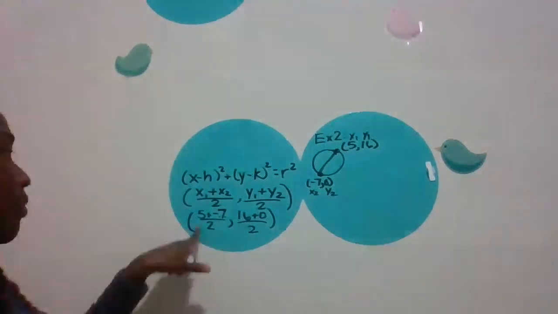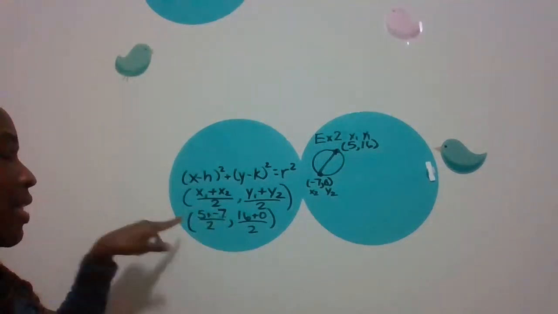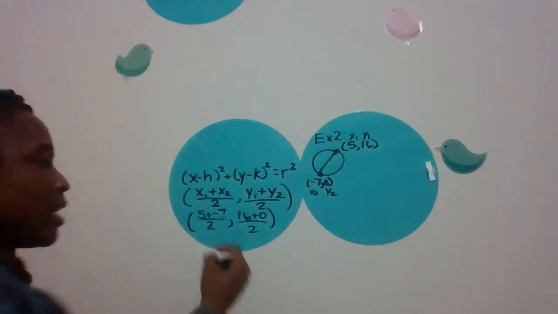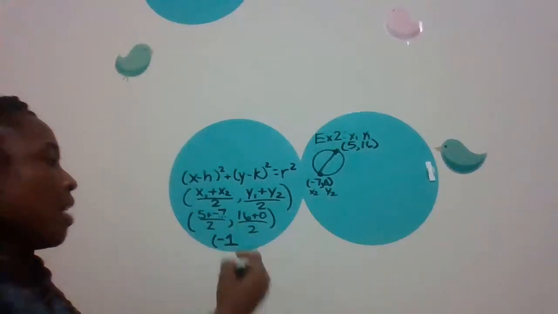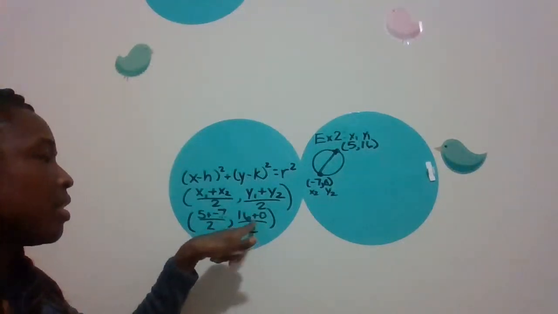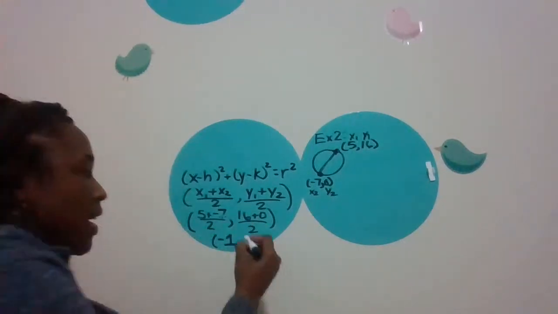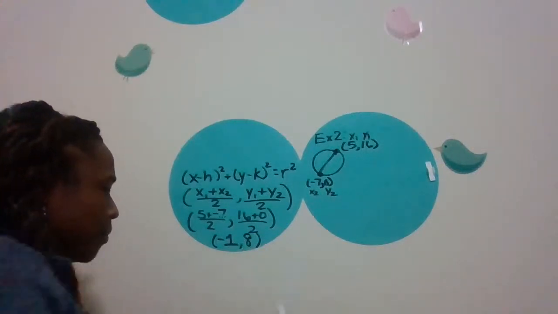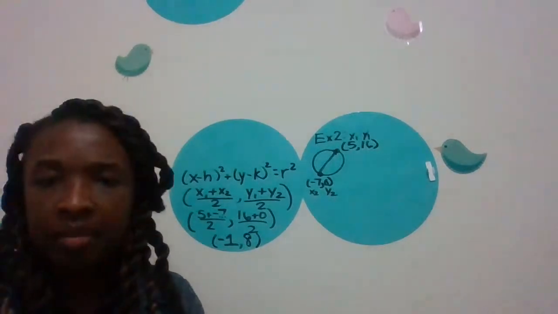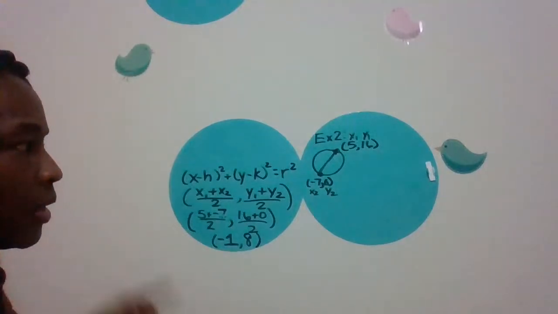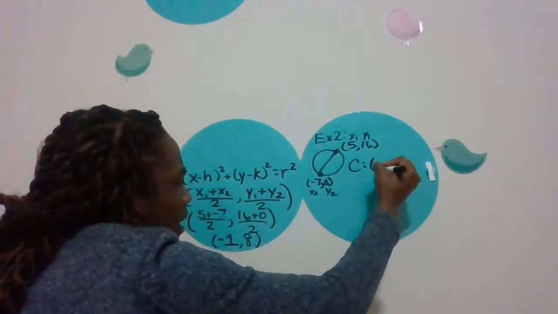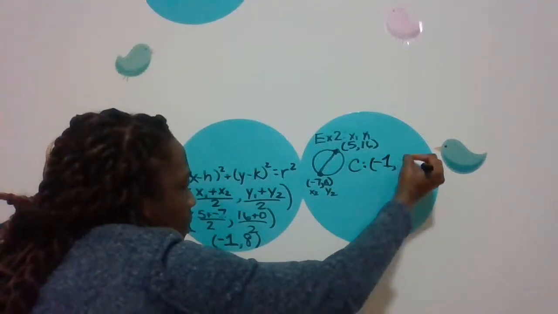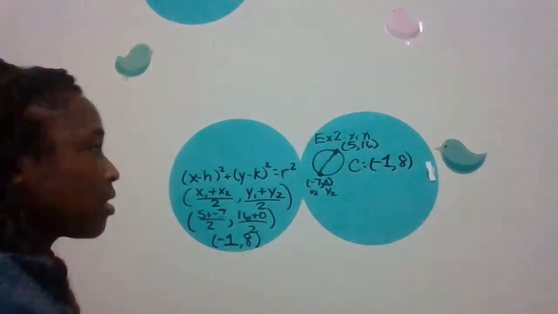And so when we're figuring this out, 5 plus negative 7 is negative 2. Negative 2 divided by 2 is negative 1, comma, 16 plus 0 is 16. 16 divided by 2 is 8. So the center point of that circle is going to be the point -1, 8. So we know our center is the point -1, 8. That's the center of this circle.